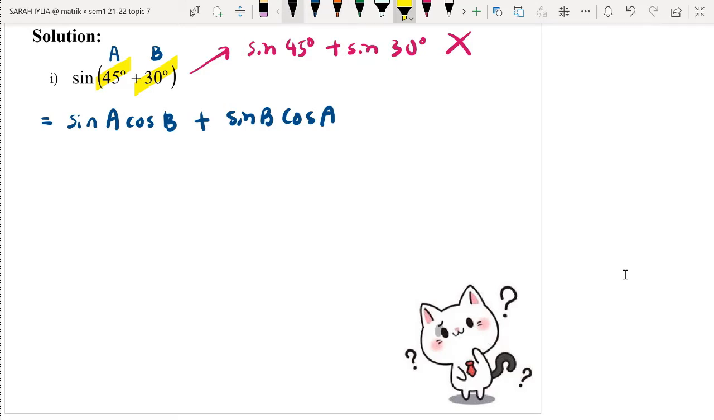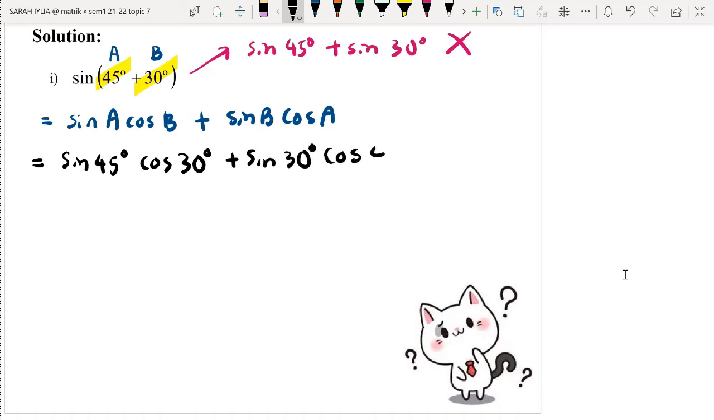Straight away we can compute everything. So I substitute one by one. We are going to get sin of 45 cos of 30 plus sin of 30 cos of 45. Lepas tu bolehlah tekan calculator satu-satu. Sin 45 is basically root 2 over 2.